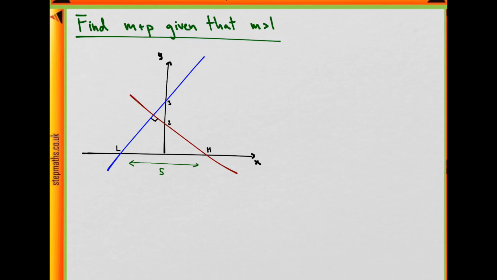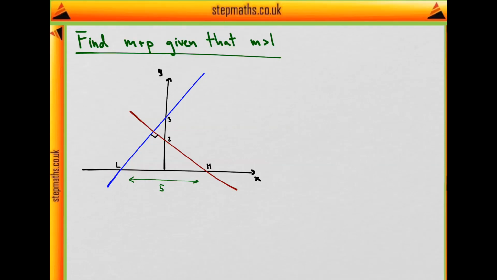We know that the distance between L and m is 5 units, but we don't know the points' exact positions, we just know the distance between them. And our task is to find the sum m plus p, that's the sum of the two gradients, given that m is greater than 1.